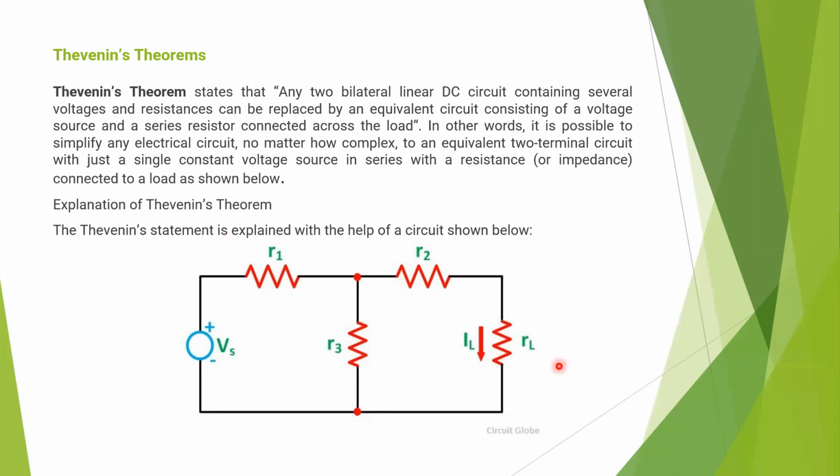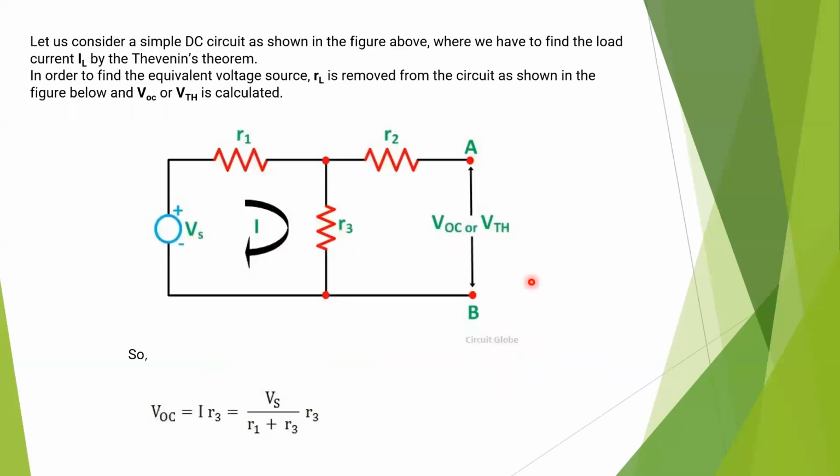So here we are considering this circuit. Here there is a source, that is Vs. There are four resistances connected, R1, R2, R3 and RL, that is the load resistance. So let us consider a simple DC circuit. So this is the DC circuit.